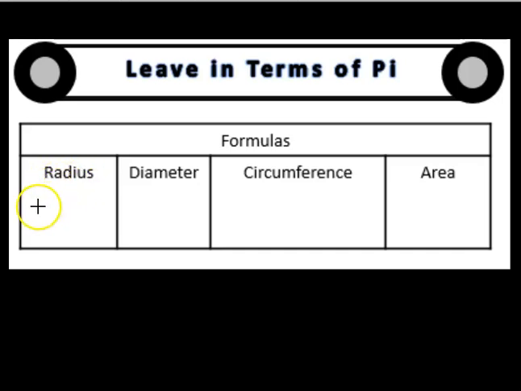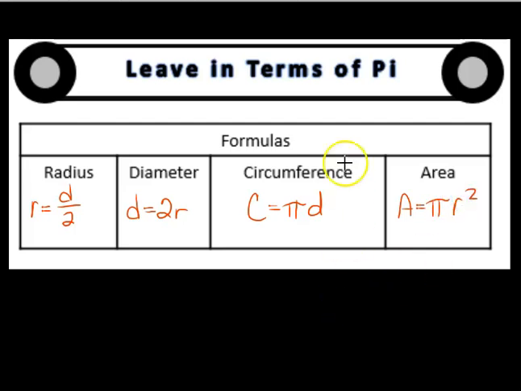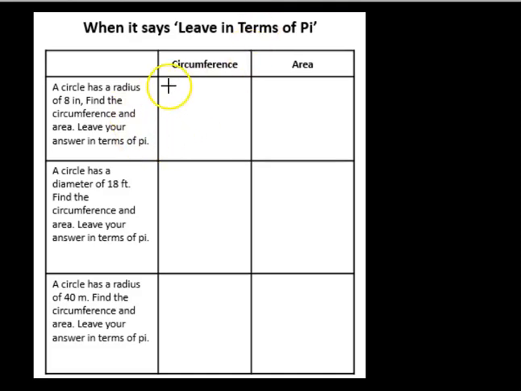If I need to find the radius, it is equal to the diameter divided by 2. The diameter is equal to 2 times the radius. Circumference equals pi d. And area equals pi times the radius squared. When it says leave in terms of pi, what that means is we are not going to put 3.14 in place of pi. We're just going to leave that pi symbol in there.